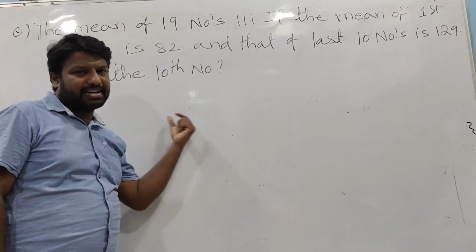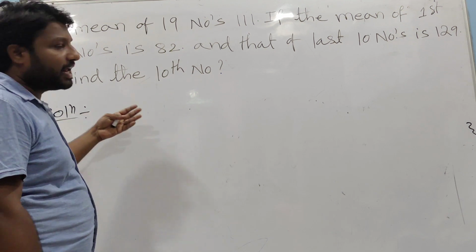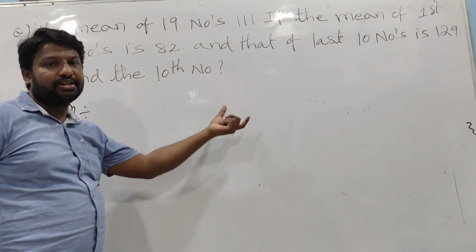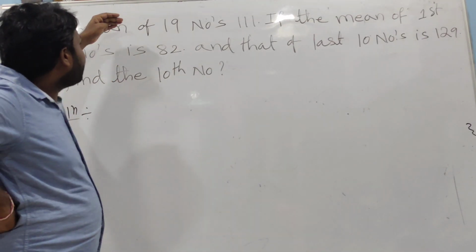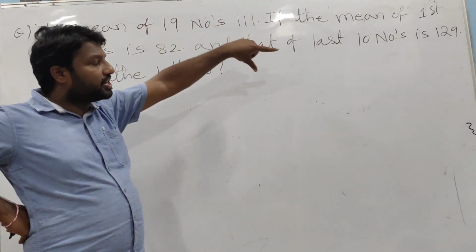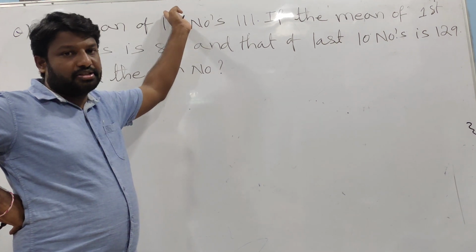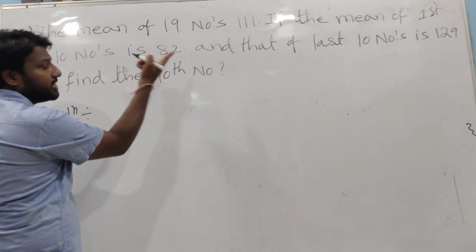Now again I cannot write ABCD. If you take ABCD and solve them, you will get it directly. In the previous problem I explained how to write ABCD and take those values and subtract. Now I will write directly. The average of 19, total 19 numbers are there. First 10 numbers is 82 and last 10 numbers is 129. Here 10, 10, 20 numbers, this is greater than this, so one number is automatically repeated.